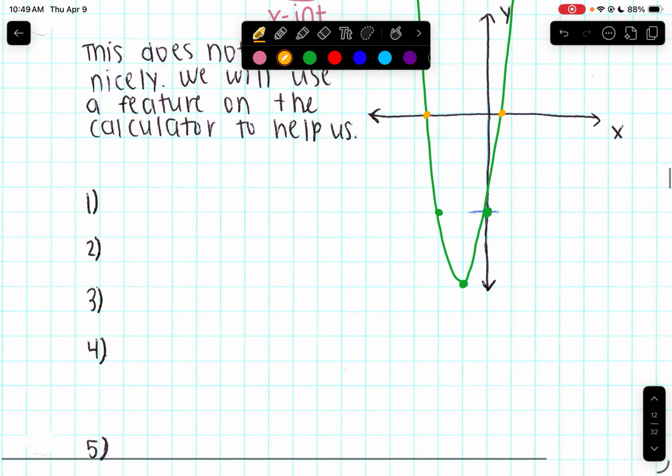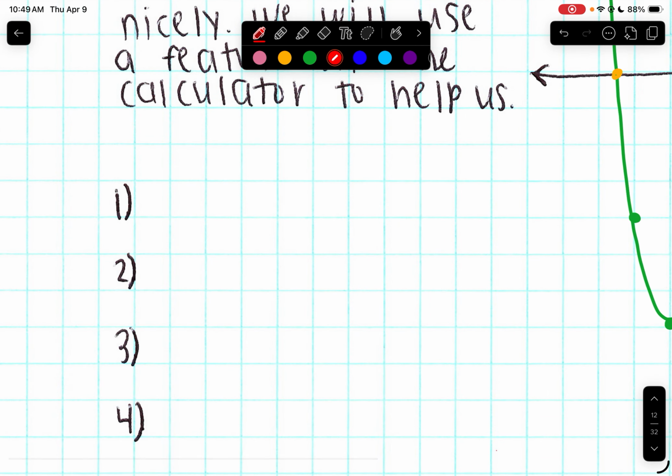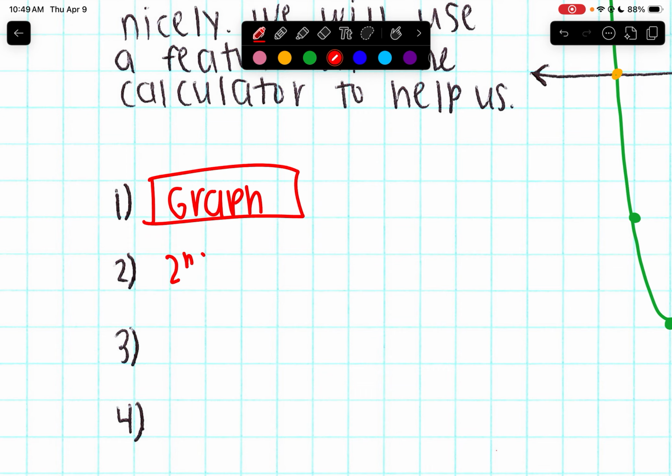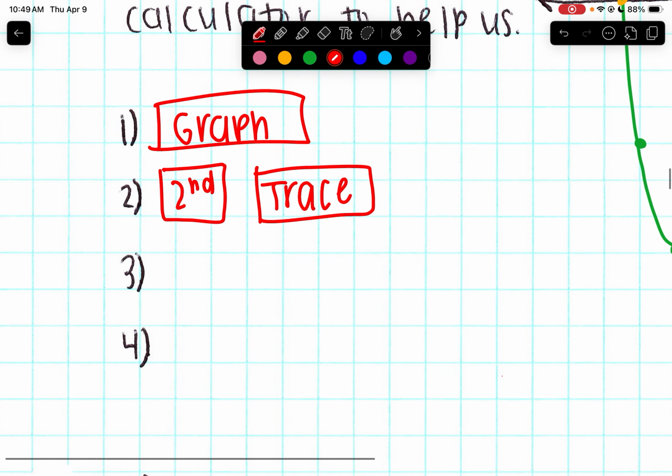So I'm gonna go ahead and write the steps on the side here. Now, anything that's in a rectangle is a button. So first thing we're gonna do is press the graph button. And then after that, we're gonna go to a feature on our calculator called calc. But to get there, we have to press the second button and then trace. So 2 buttons for that one.